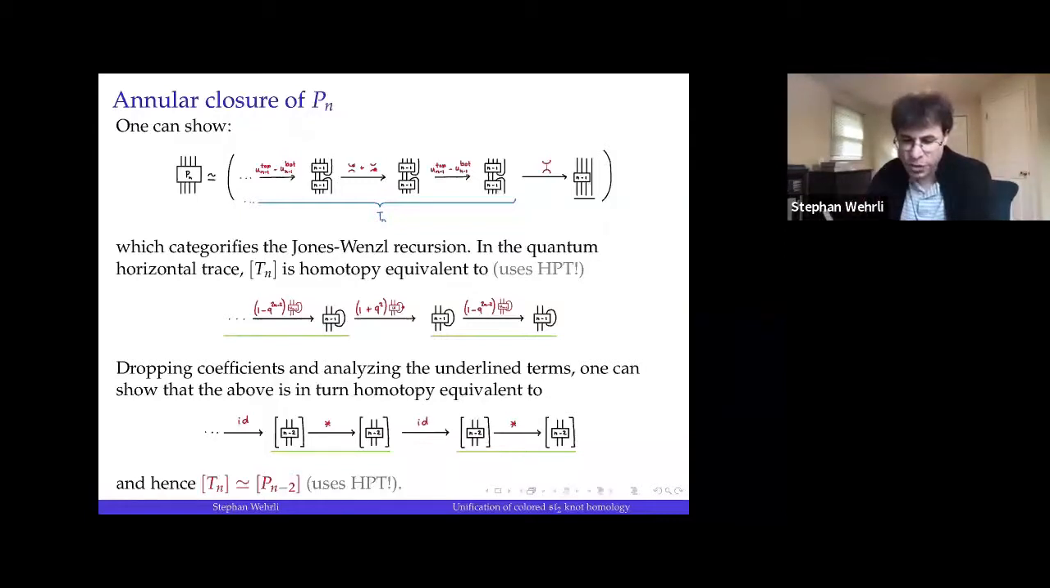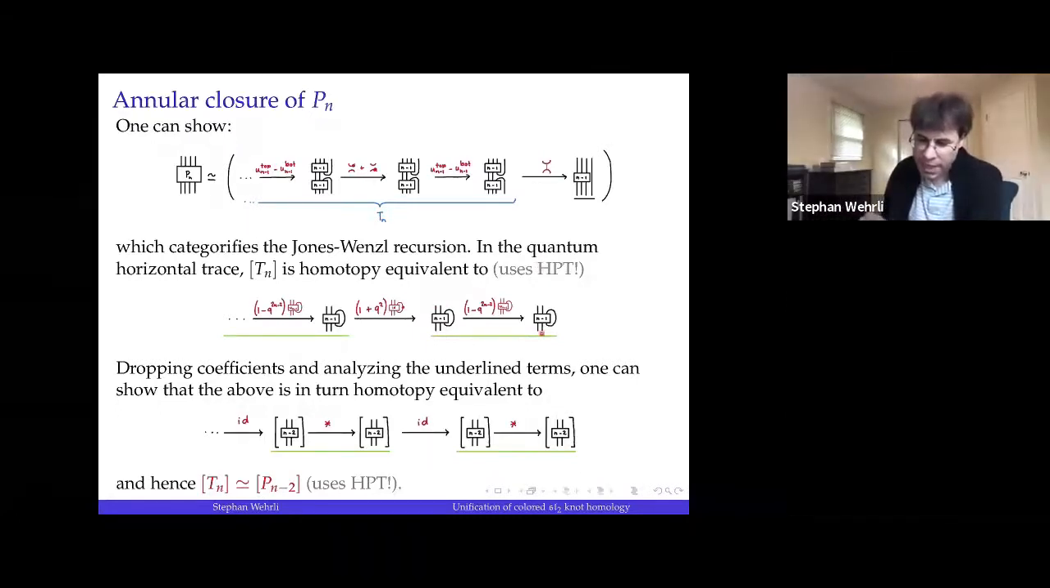To do that, we again use the quantum trace property to move the top part to the bottom. Then we get a complex that looks like this. There are some subtleties here. If we move this part to the bottom, we actually get two Jones-Wenzel projectors on top of each other, but two categorified projectors on top of each other are homotopic to a single one. Using homological perturbation theory, we can perform these homotopies. We get a complex like this.